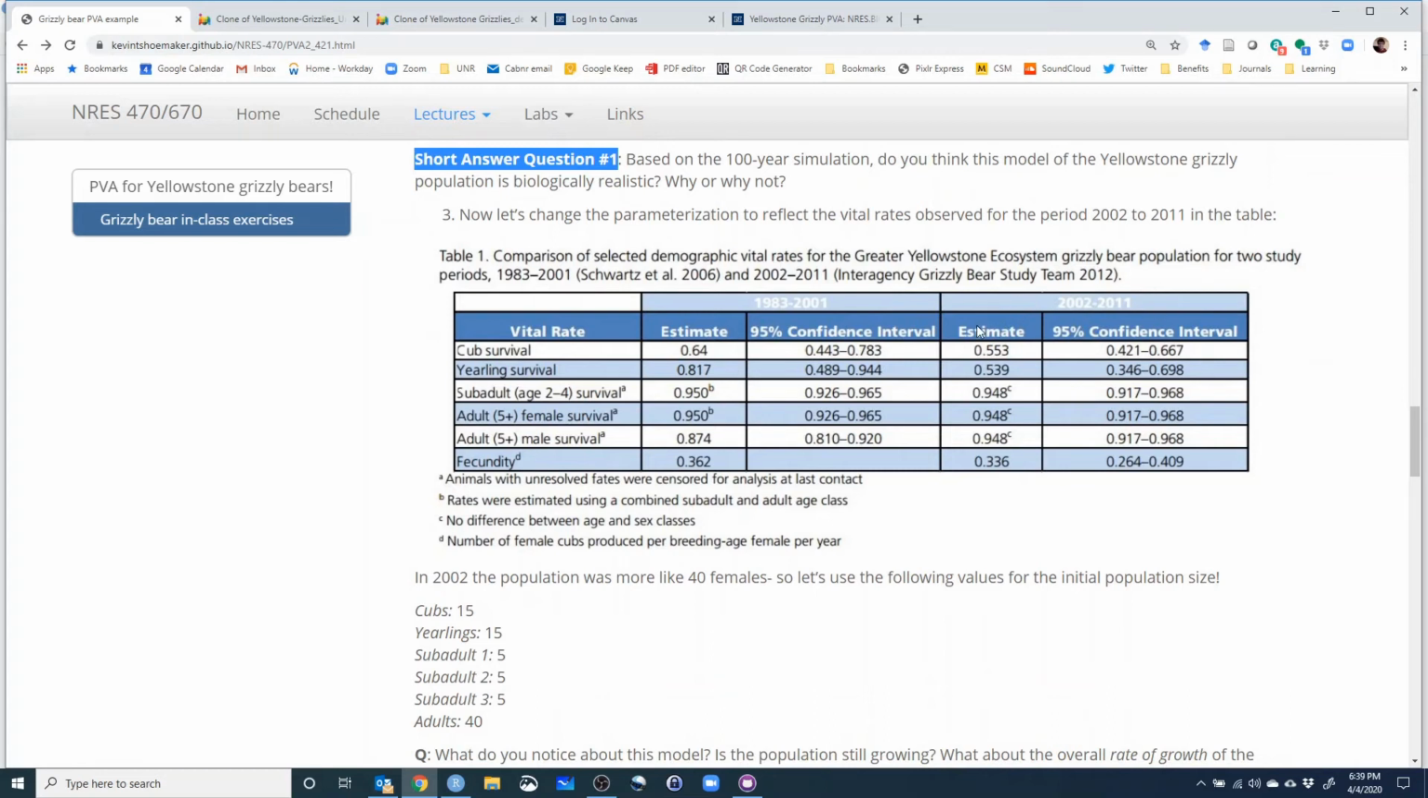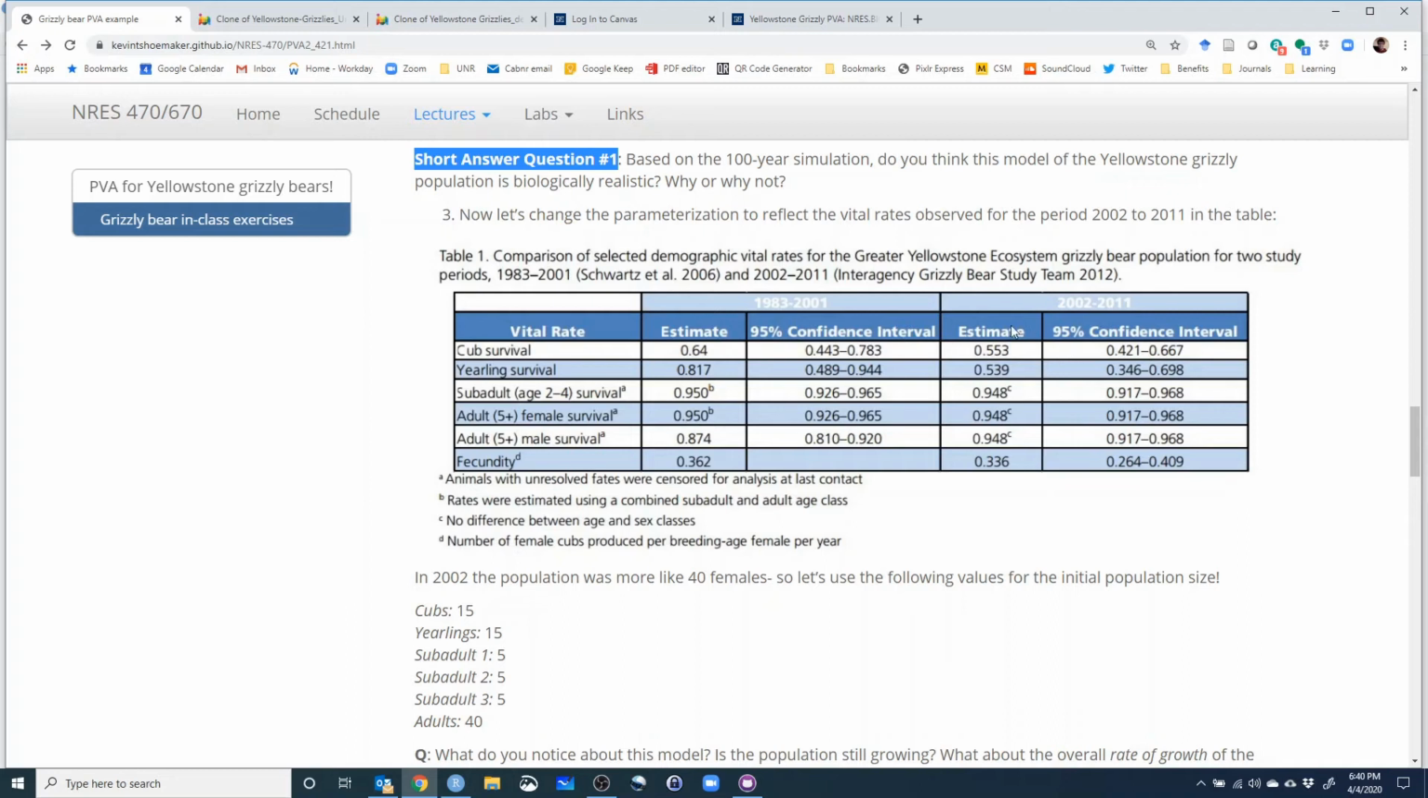And these vital rates here, this 0.553, 0.539, represent estimates from a period where the grizzly bear population had a chance to grow. And so the population was bigger. And if you look at these vital rates, you can start comparing: okay, cub survival during this early period was 64%, but during the later period, cub survival dropped to 0.553. So there was a drop in survival, which you might expect when the population gets bigger and individuals are starting to compete with one another for resources.